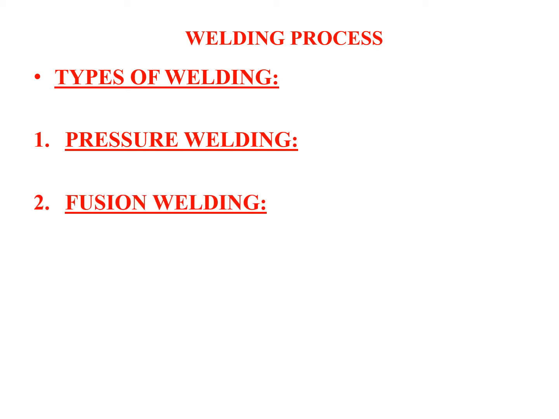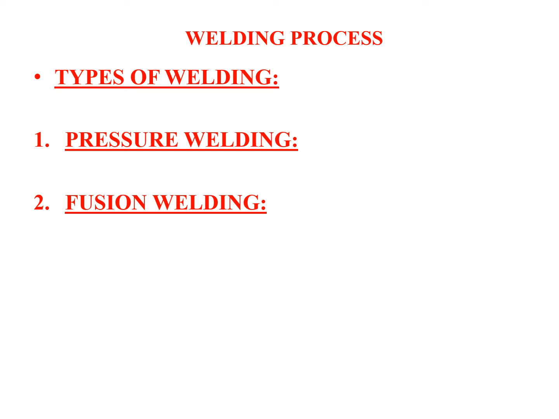Then comes fusion welding. In fusion welding, which is also known as non-pressure welding, the joint of the two parts is heated to the molten state and allowed to solidify. Means what? If we want to join two metal pieces, these two metal pieces are heated up till a temperature at which they start melting. Once they start melting, we allow them to solidify, and then they fuse together by themselves.